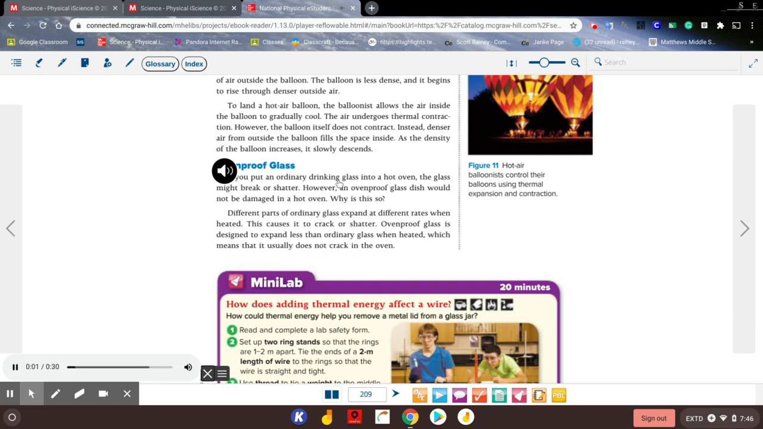Oven-proof glass. If you put an ordinary drinking glass into a hot oven, the glass might break or shatter. However, an oven-proof glass dish would not be damaged in a hot oven. Why is this so? Different parts of ordinary glass expand at different rates when heated. This causes it to crack or shatter. Oven-proof glass is designed to expand less than ordinary glass when heated, which means that it usually does not crack in the oven.